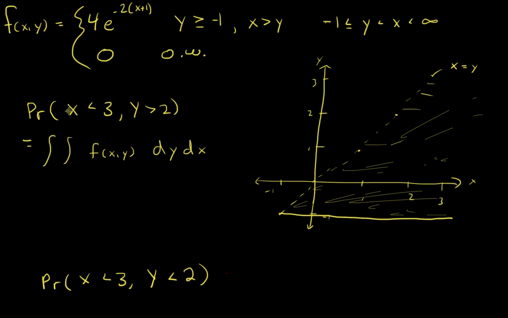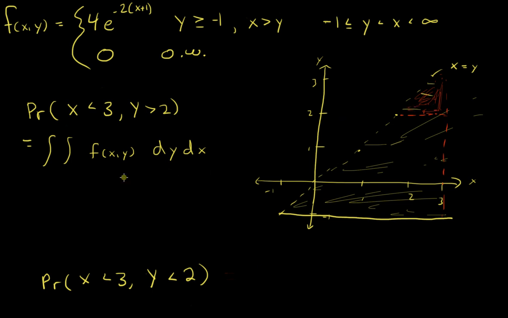We know x needs to be less than 3. So here is 3, x equaling 3. x needing to be less would mean I'd go to the left. y needs to be greater than 2, which would mean I'd go up. So this little triangular area that I'm marking here in red is where I want to integrate. I want to integrate over this little tiny triangular area.